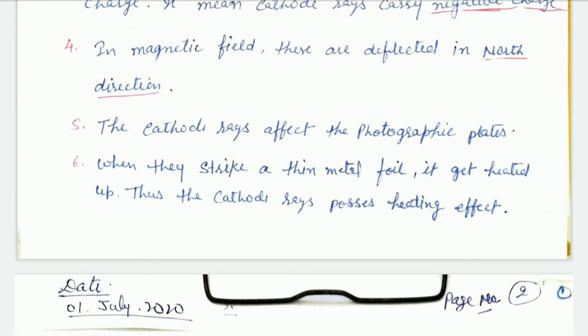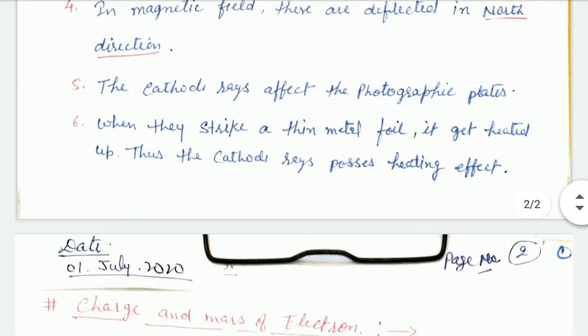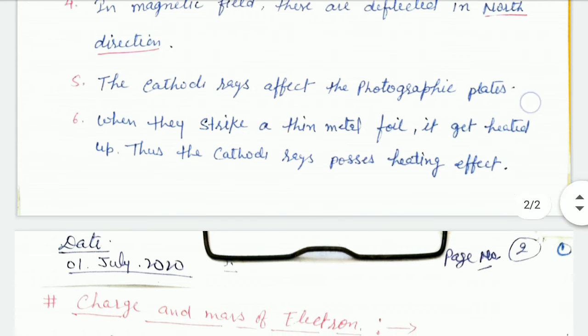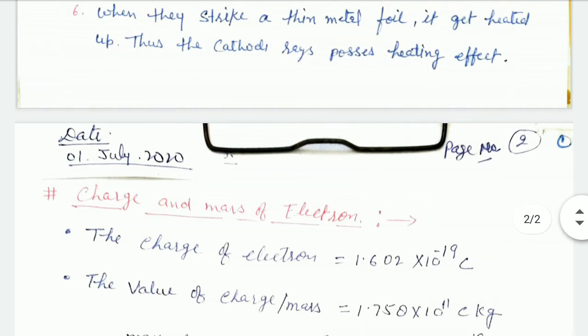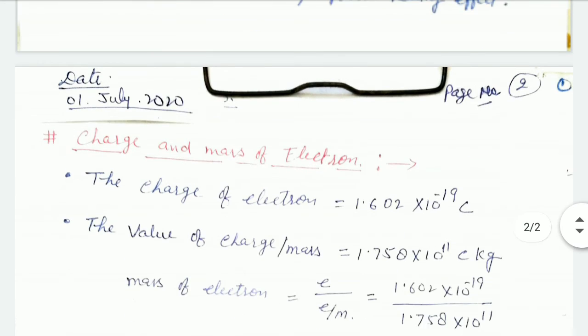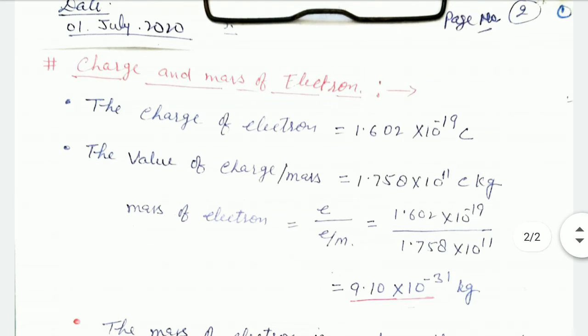Fifth point is the cathode rays affect the photographic plate. Sixth one is when they strike a thin metal foil, it gets heated up. Thus, the cathode rays cause a heating effect. That's clear. We can calculate the charge and mass of the electron.